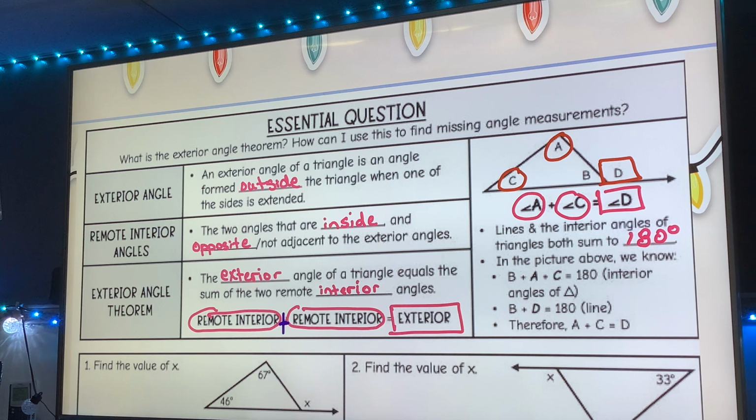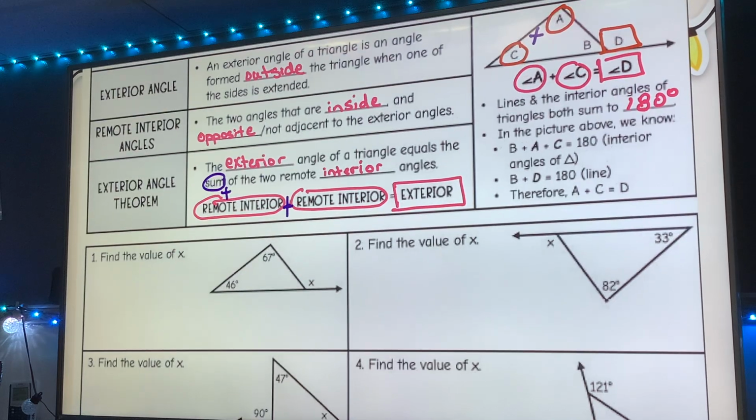Then to get our exterior angle, we are actually going to add those two interior angles to get our exterior. So an exterior angle of a triangle equals the sum, means add, of the two remote interior angles. So as you see, I circle, circle, square, or rectangle, whatever you want to call it, and we are going to add our two circles. So this is very simple.